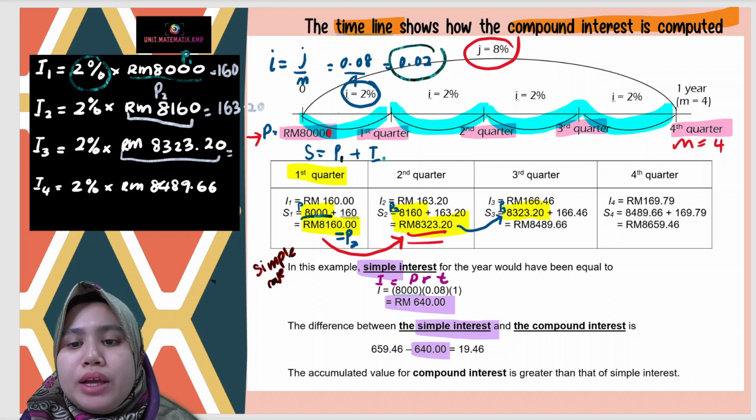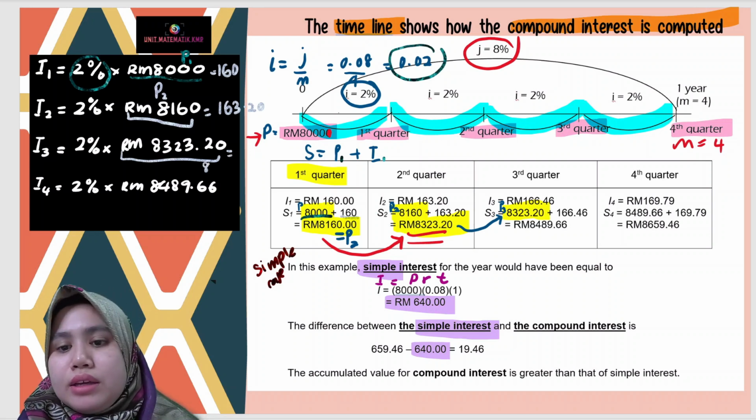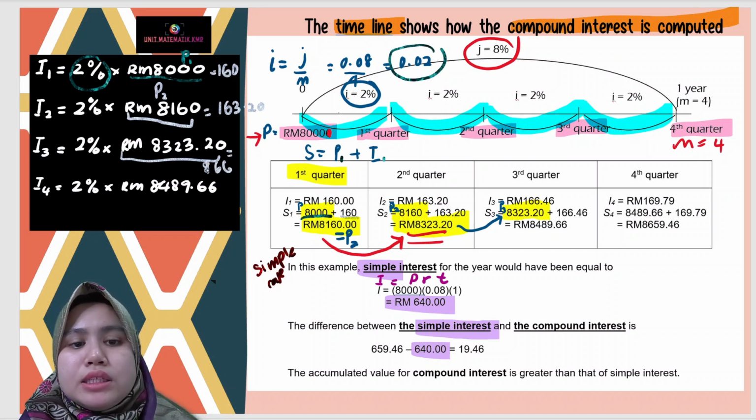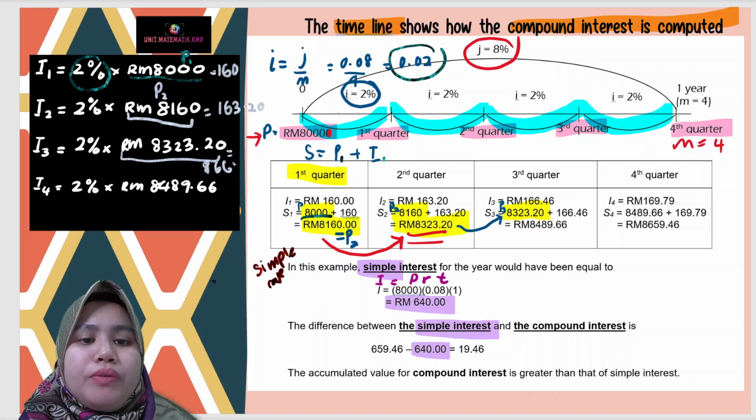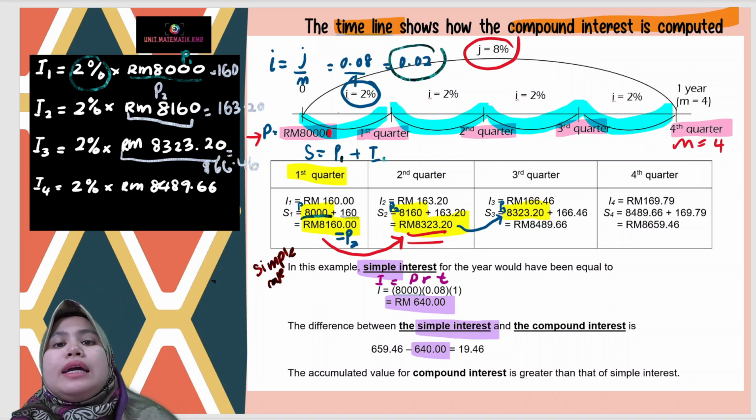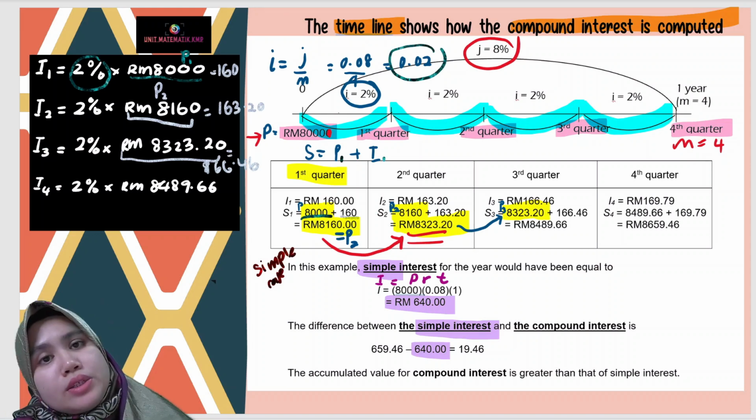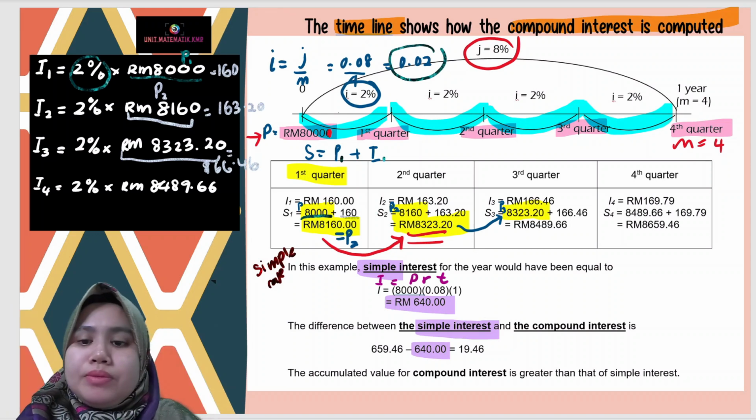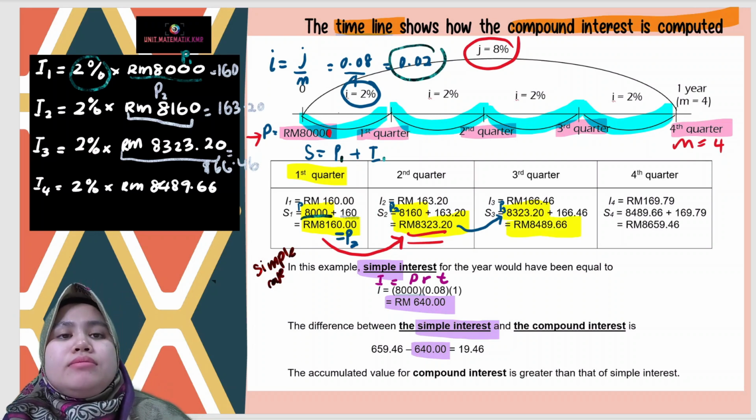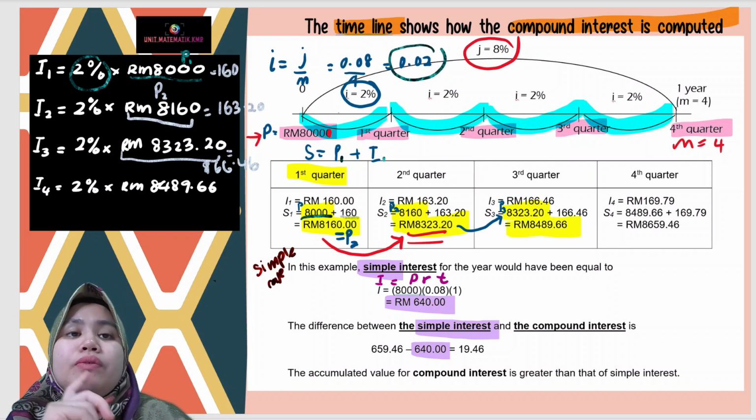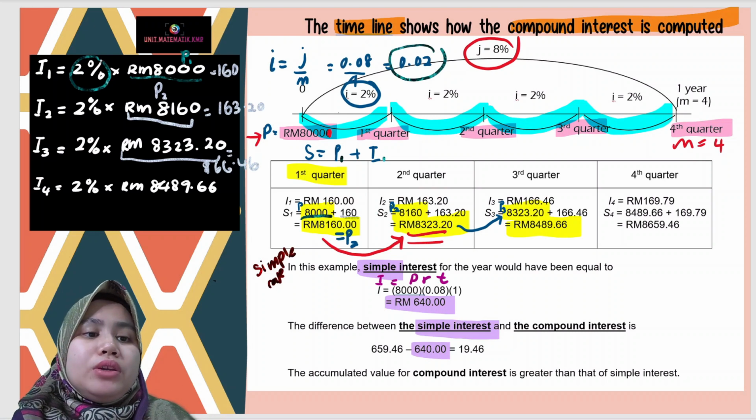So here you will have 166.46. That is your interest, compound interest. Okay, so for us to find your S, just add your P and I. 8,489.66 will be your P4.